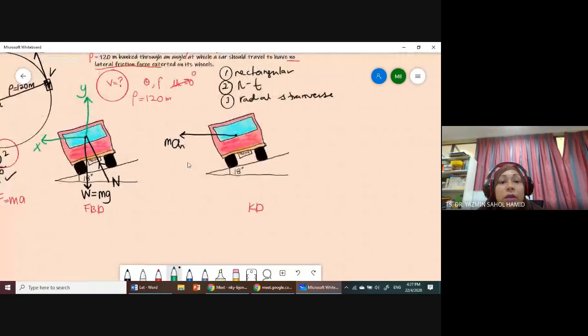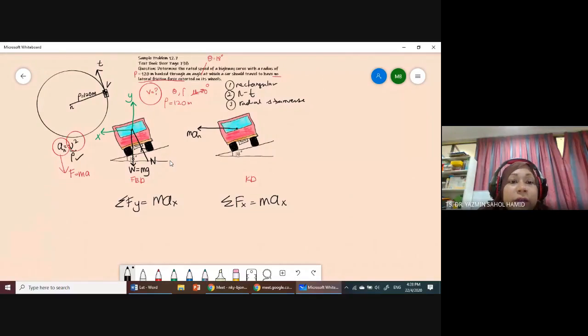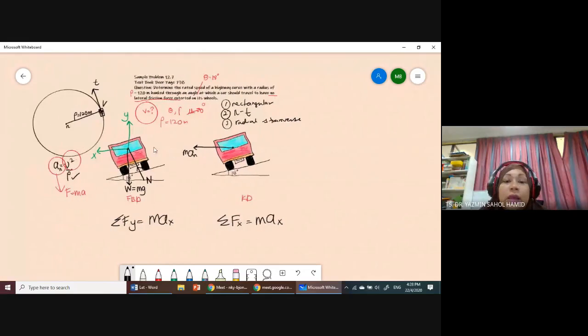Now we're going to use the formula of Newton's second law. So we have summation of forces. What do you have? You have sum of Fy equals to may. We also have sum of Fx equals to max.